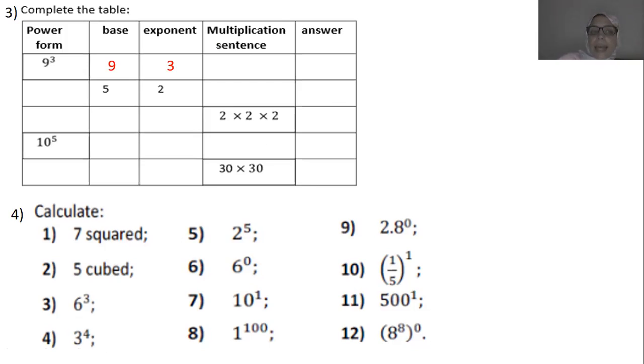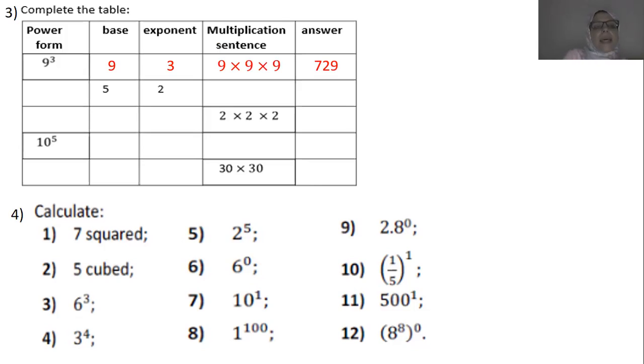What does the rule say here? The rule says we multiply 9 by itself 3 times. So let's multiply 9 times 9 times 9. This is the multiplication sentence. Now, the answer of 9 times 9 times 9: if we multiply these three numbers, it will give us 729.